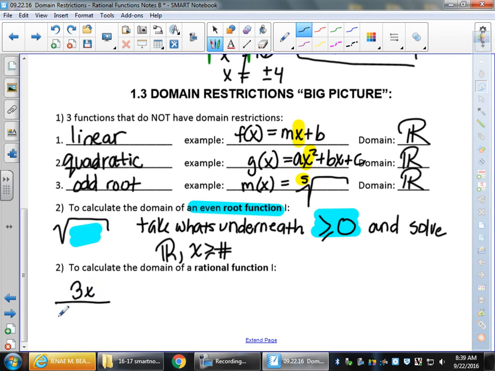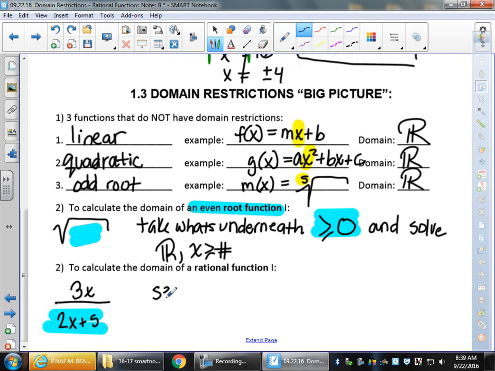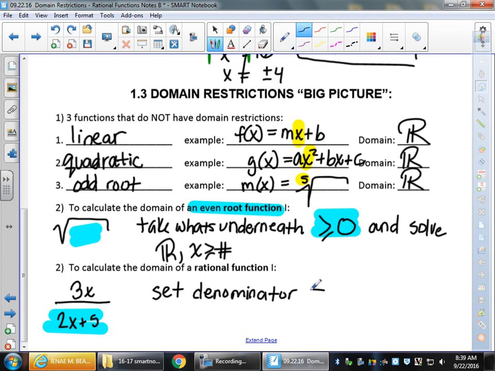Remember, any kind of x value, what do we pay attention to? The denominator. Whatever the denominator is, what do we do with that denominator? Set denominator. Good job. We're working right till the bell. We're taking some important notes right now. Equal to 0. This is the choice we make. Equal to 0.